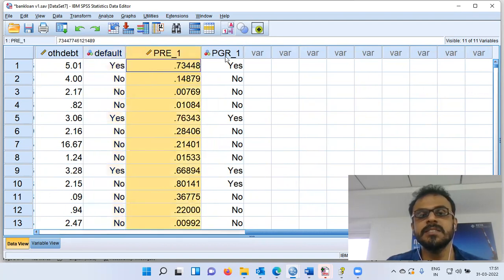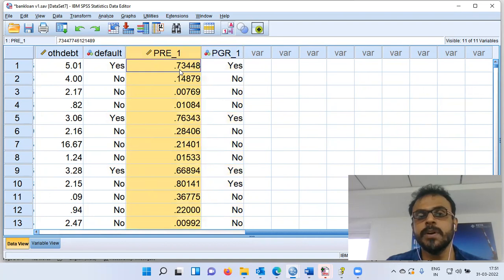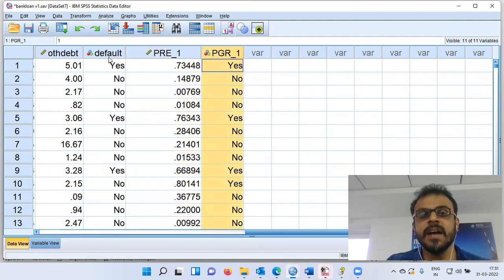Now you can see here, since I saved two columns, there are two additional columns that have been created. The first column is the probability score, and probability always lies between 0 and 1. So if the probability score is greater than 0.50, my apologies, that person will be classified as a defaulter. So this is the predicted category and this is the actual category. This column PGR_1 is nothing but the predicted group membership.